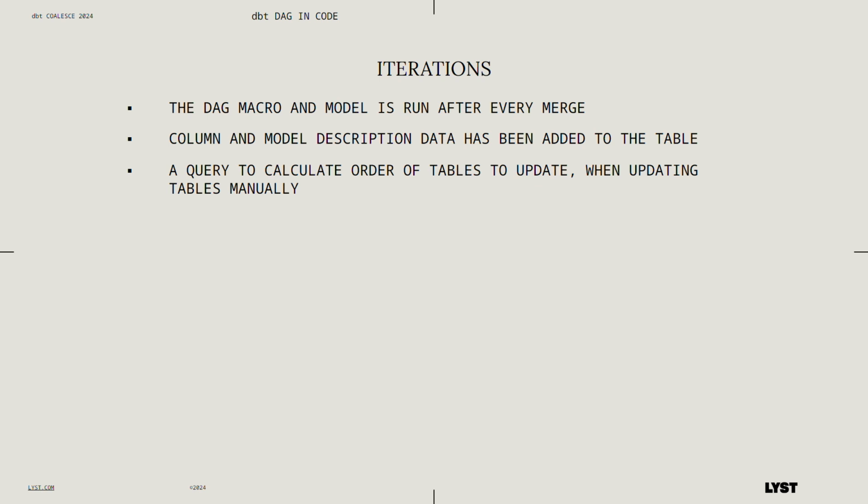And then with a query that we've developed with this DAG table, we can also order all of the models so that we know in what order to run these downstream models. And this is particularly helpful when you have a mix of dbt build commands and Snowflake update queries.